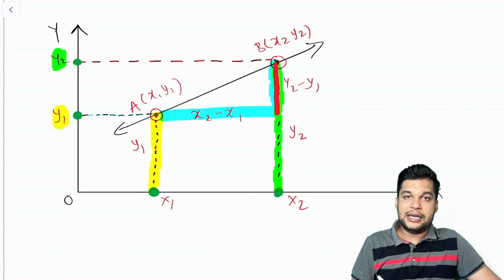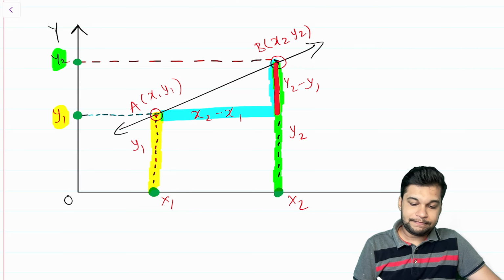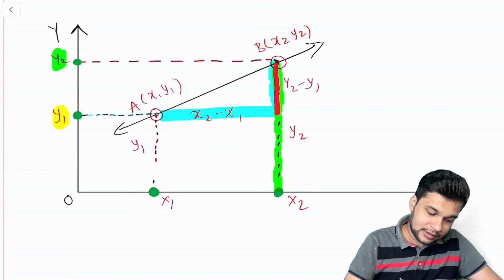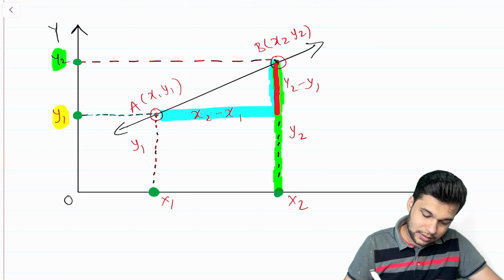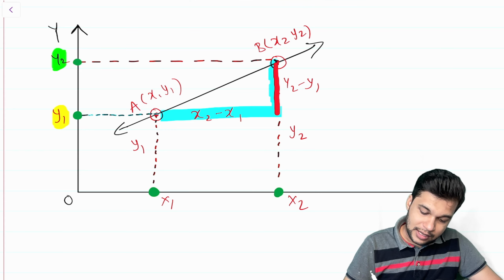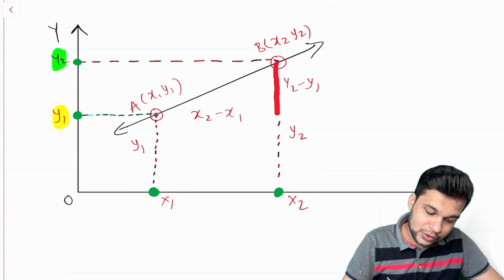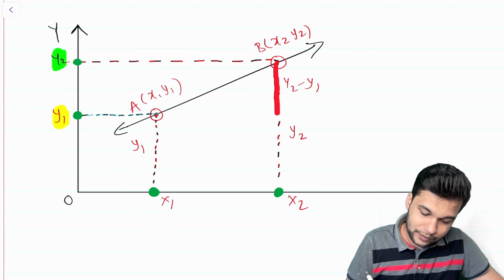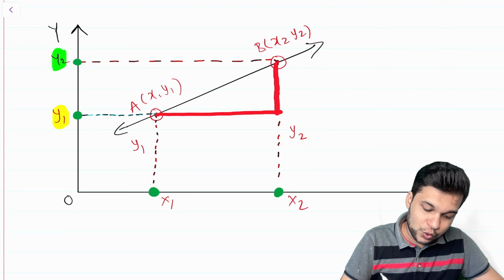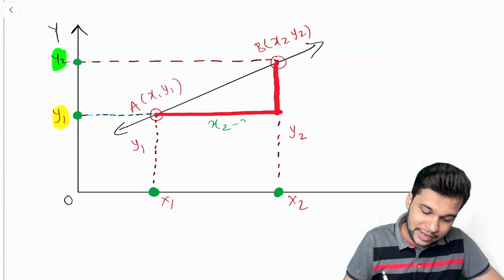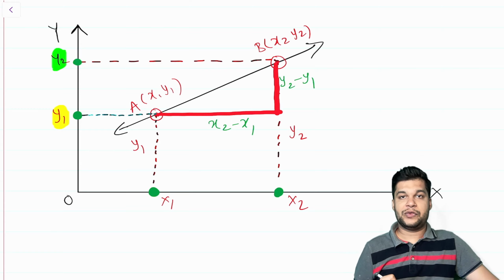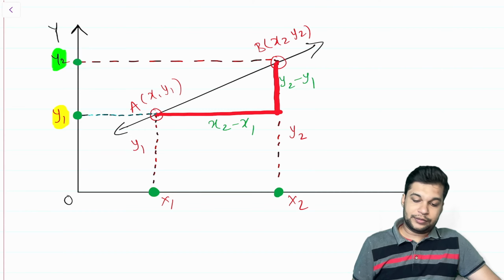Okay, now I'm going to erase the things. I'll erase this, and that, and that. So this distance over here, hold on. I know that this distance is x2 minus x1 and this distance is y2 minus y1, right?